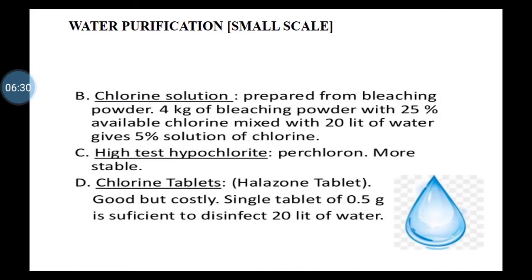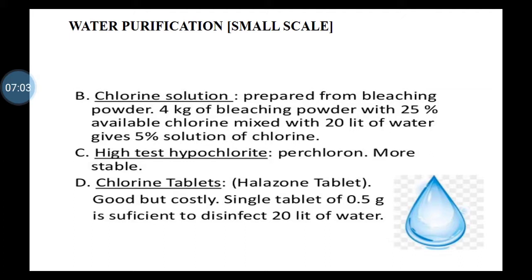The next compound is chlorine solution. Now chlorine can be available in the form of liquid, in the form of powder, or in the form of tablets also, isn't it? So chlorine solution is prepared from bleaching powder. 4 kilogram of bleaching powder with 25% available chlorine is mixed with 20 liters of water, isn't it?